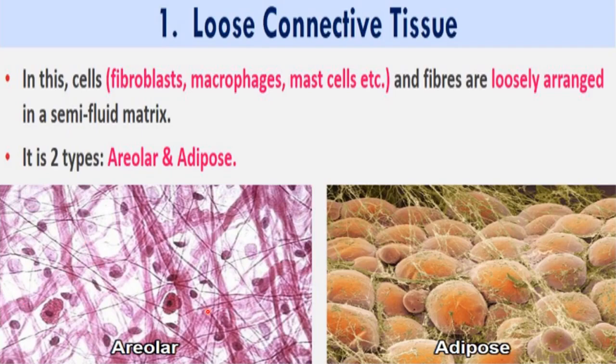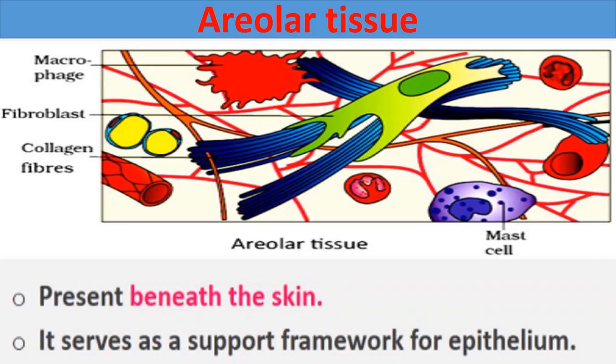Here you can see a matrix is present in which different types of cells are present, and these are loosely arranged within the matrix. These different types of cells are fibroblasts, macrophages, mast cells. And along with these cells, fibers are also present. Now these loose connective tissues are of two types, areolar and adipose tissue. So this is areolar tissue and this is adipose tissue. Let's see about these also.